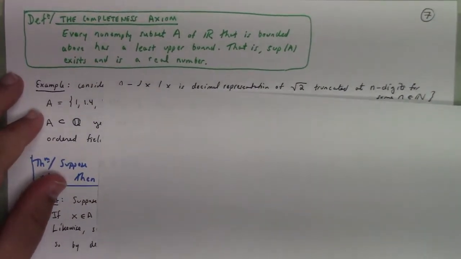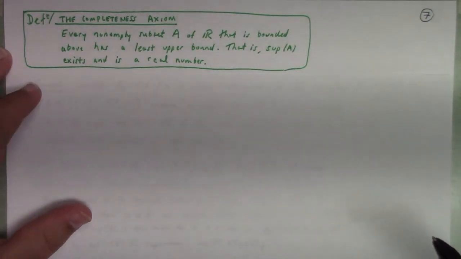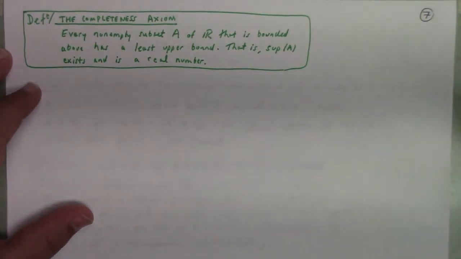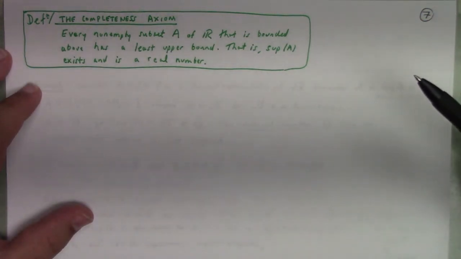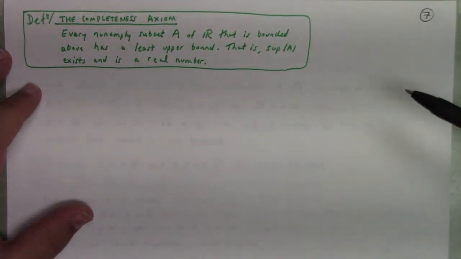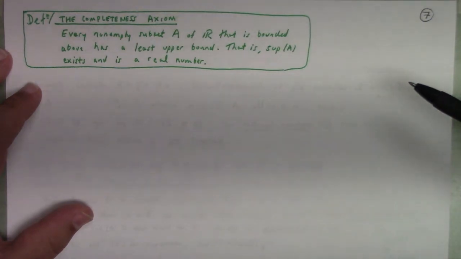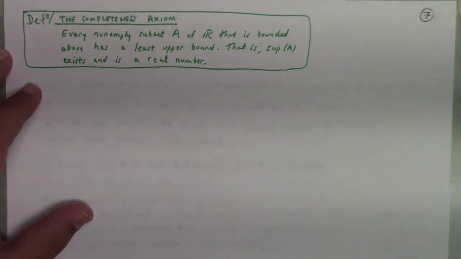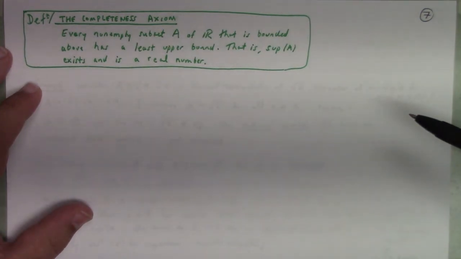Finally, that brings us to the most important statement for today, which is the completeness axiom. Every non-empty subset A of the reals that is bounded above has a least upper bound. That is, the supremum of A exists and is a real number. So this is an axiom, which means it's not something I can prove for the real number system.